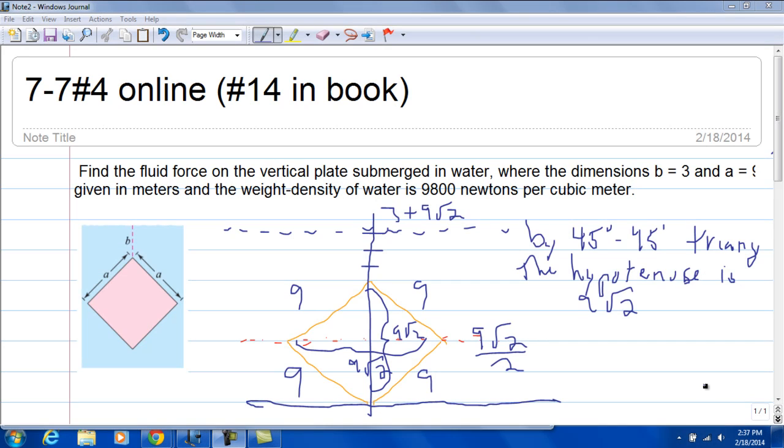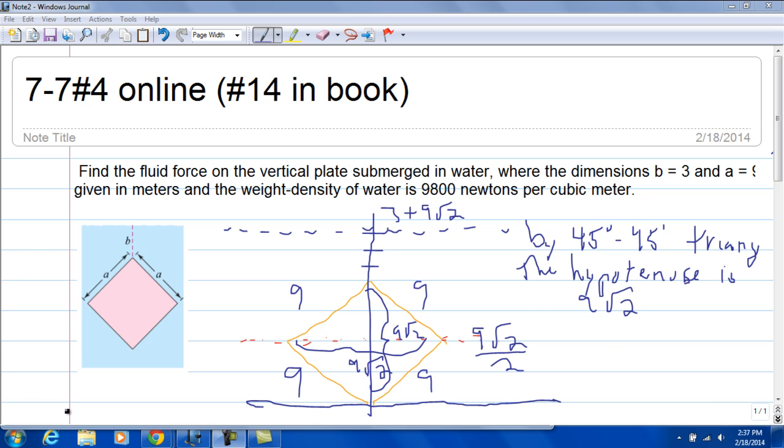Oh, this is number 4 from 7.7. It's 4 from the online work. It's 14 from the book. So to find the fluid force on the vertical plate submerged in water, where the dimensions are B equals 3 and A equals 9, given in meters, and the weight density of water is 9,800 newtons per cubic meter.